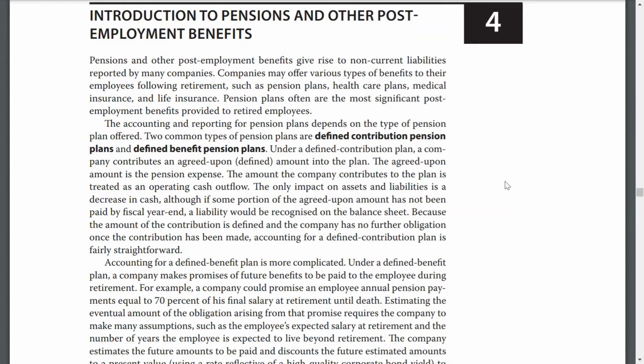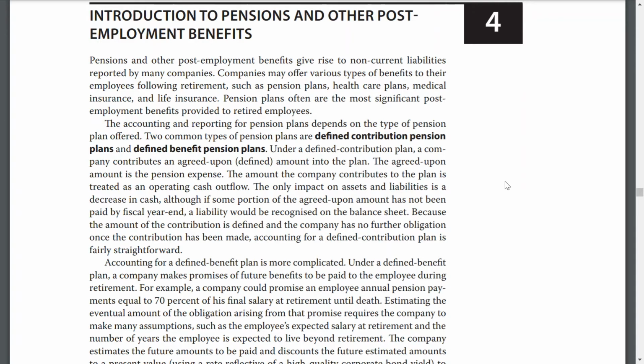The accounting and reporting of pension plans depends on the type of pension plan offered. Two common types of pension plans are defined contribution pension plans and defined benefit pension plans. Under a defined contribution plan, a company contributes an agreed, or defined, amount into the plan. The agreed upon amount is the pension expense. The amount the company contributes to the plan is treated as an operating cash outflow. The only impact on assets and liabilities is the decrease in cash.